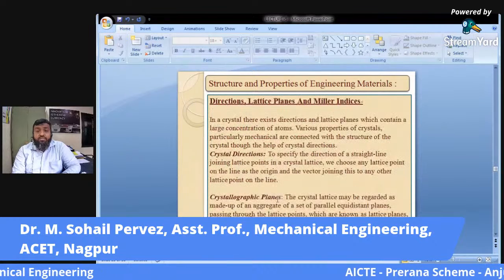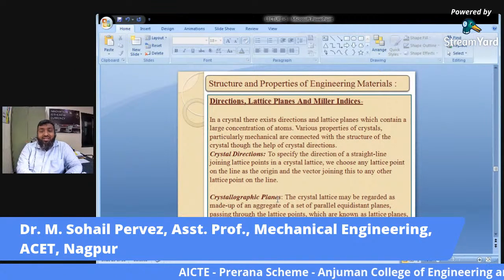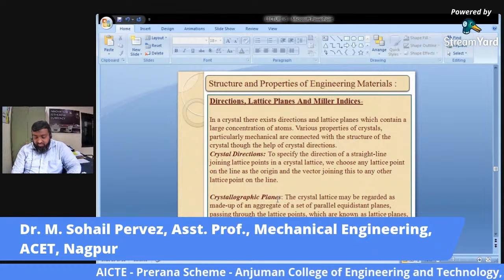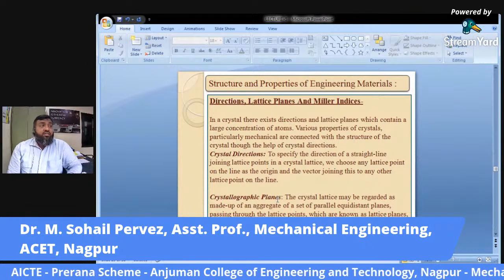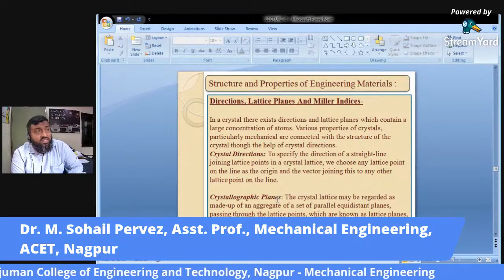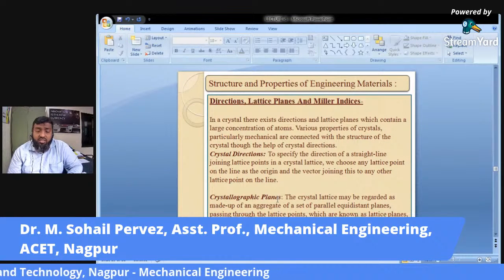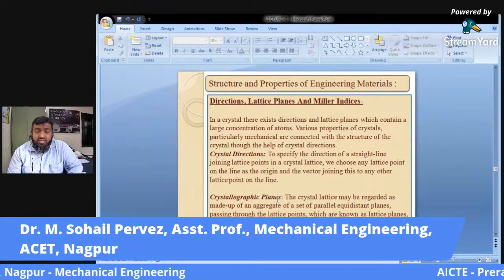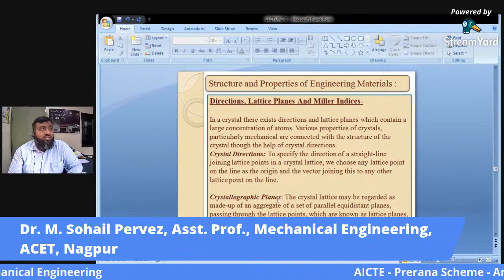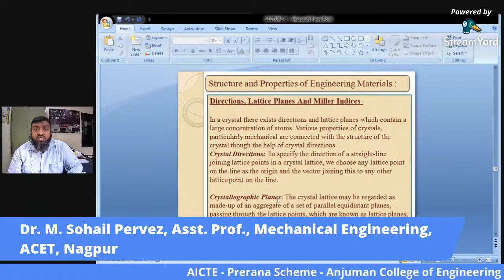Now the next element is, we are coming very close to the structural property, and then we'll go for the phase diagram, because after the phase diagram we can very well discuss the iron carbon diagram and then the stress and strain diagrams of different materials, and how it affects them.